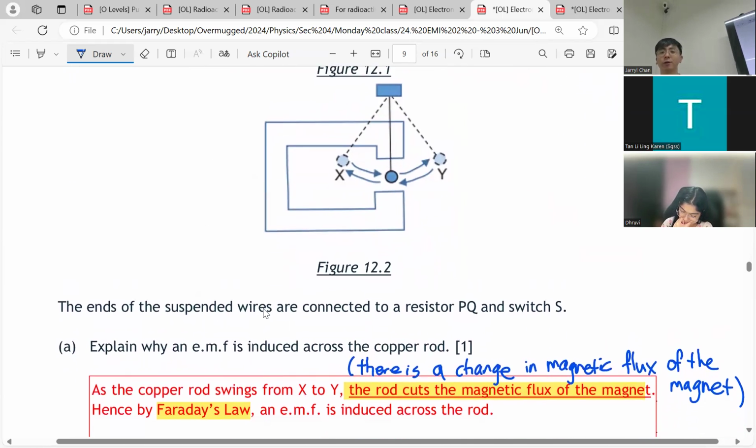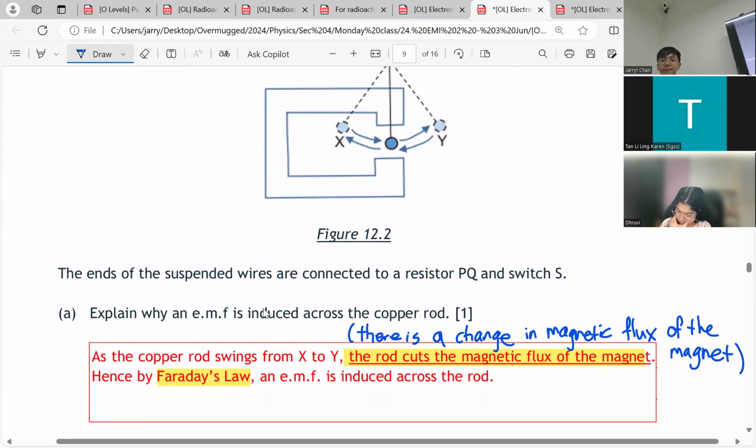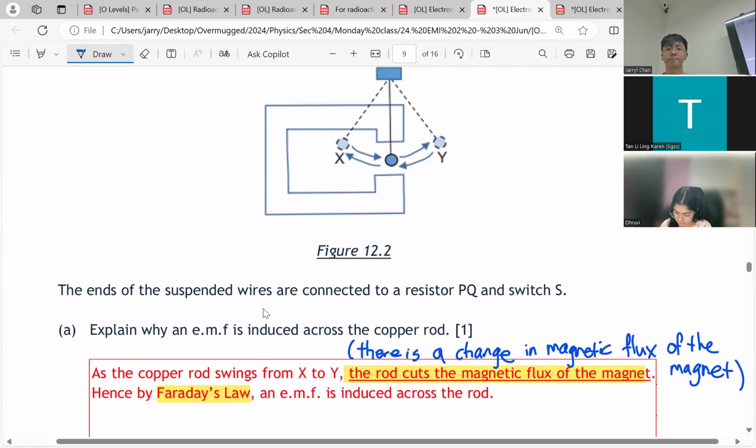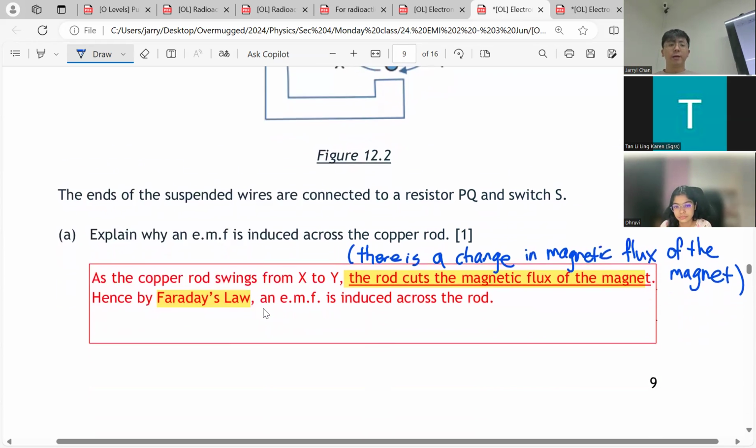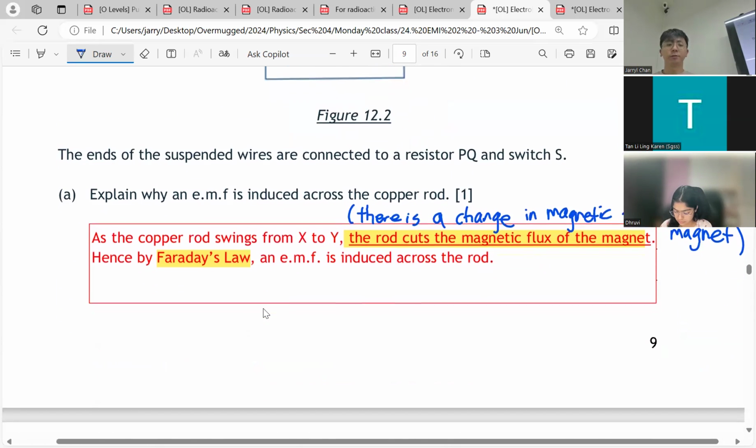Explain why EMF induced across the rod. Same thing. Swinging from X to Y, what happens? There is a change in magnetic flux of the magnet. Faraday's law, induced EMF, induced current. Okay, or you can start at induced EMF. First question just ask why is there induced? Remember that magnetic flux already brings in the idea of the thing. That's why the magnetic flux of the magnet is sufficient. Okay, let's go. Explanation question.